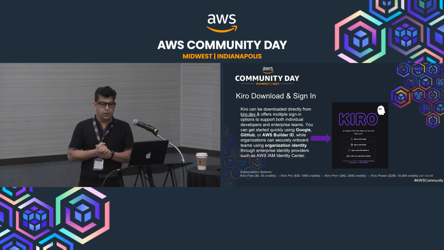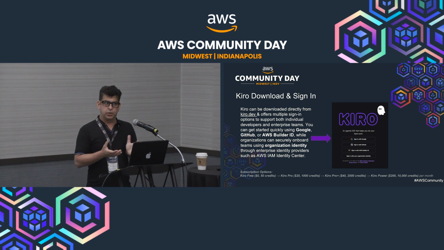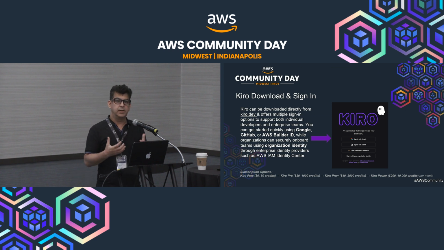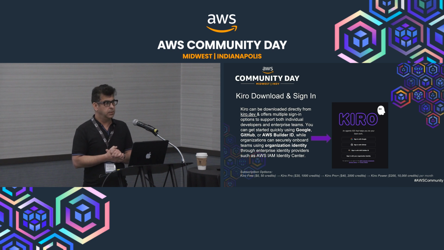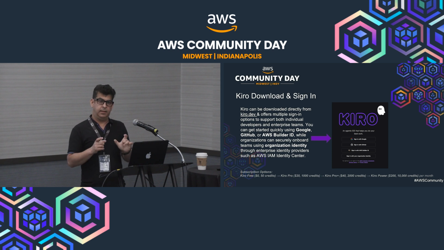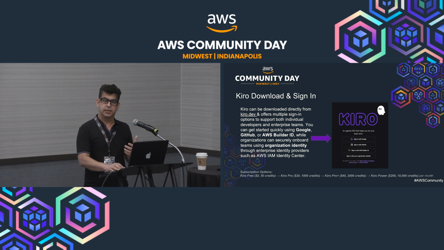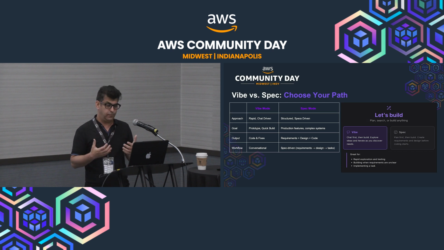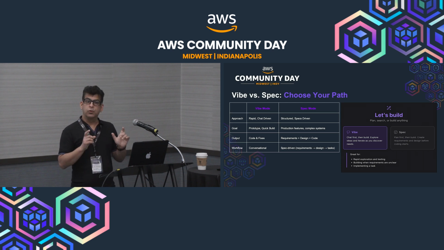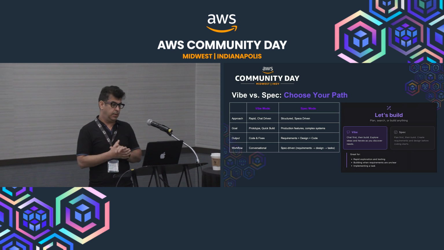You can download Kiro from kiro.dev, and you will see multiple options for sign up. You can sign in through Google, through GitHub, or through your AWS Builder ID. The very interesting one is the last one, where you sign in with organization identity, which is an evolving area. I'm going to go through some quick features here in the interest of time.